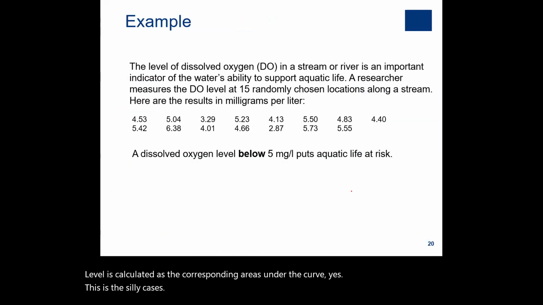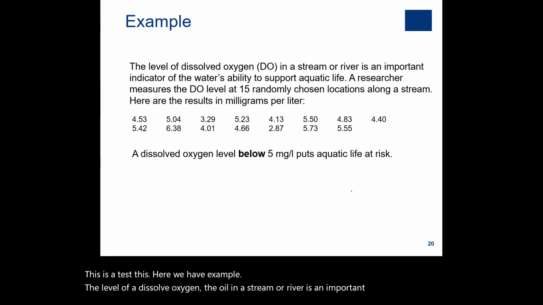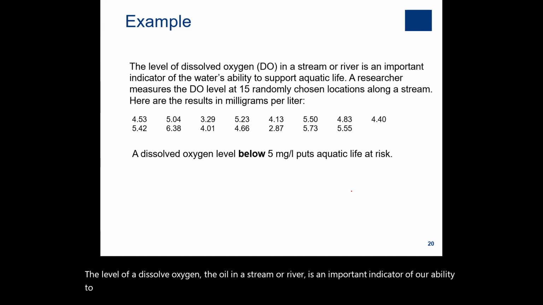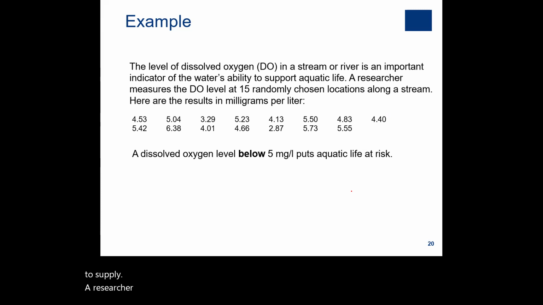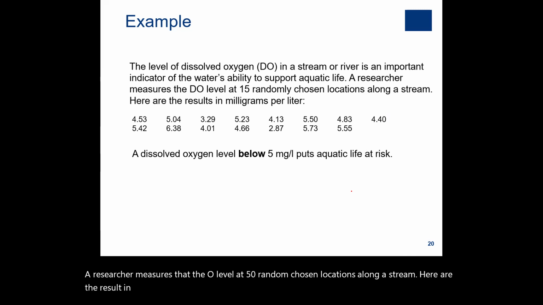This is the test. Here we have an example. The level of dissolved oxygen (DO) in a stream or river is an important indicator of the water's ability to supply aquatic life. A researcher measures the DO level at 50 randomly chosen locations along a stream. Here are the results in milligrams per liter.